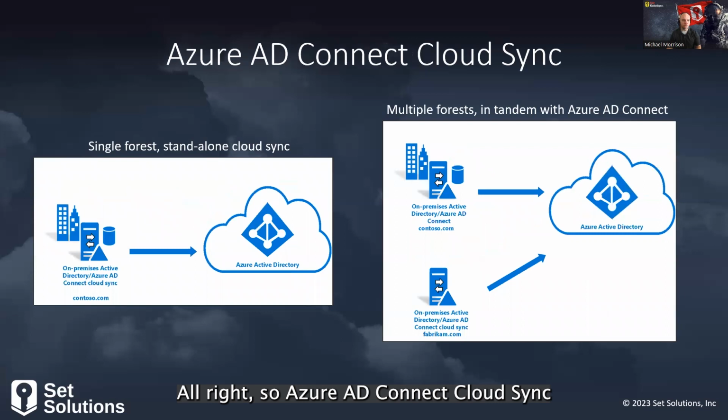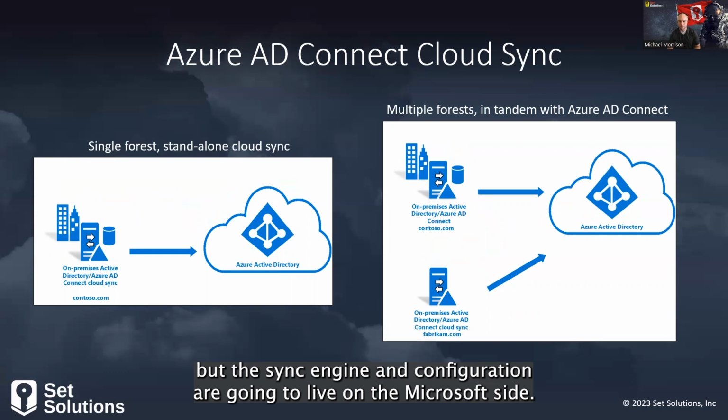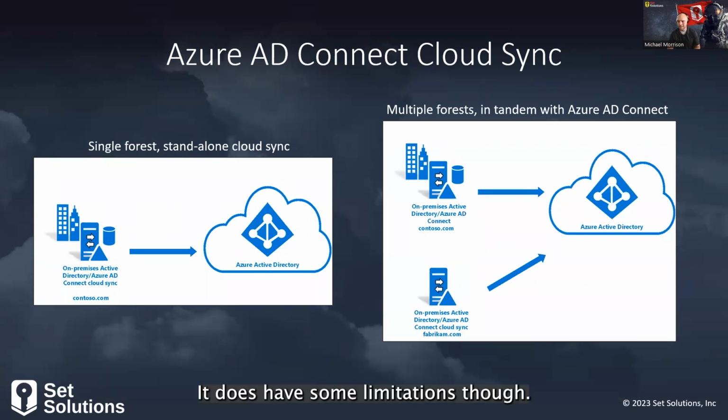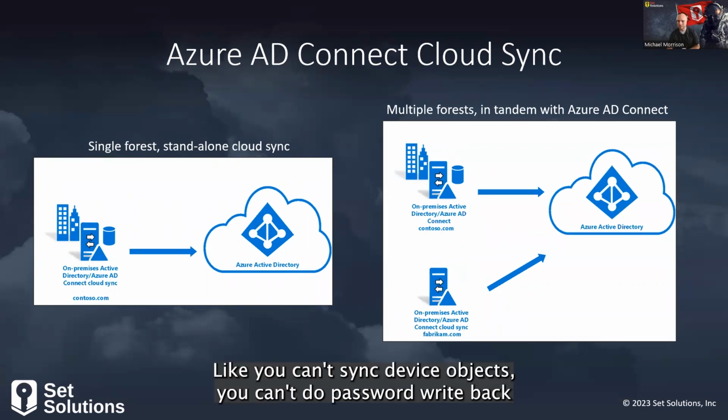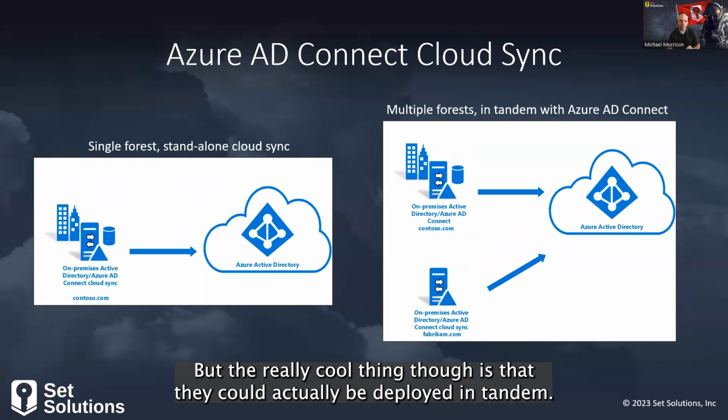All right, so Azure AD Connect Cloud Sync. So again, you install the agent on premises, but the sync engine and configuration are going to live on the Microsoft side. Most of what we can do with Azure AD Connect, we can do with Cloud Sync. It does have some limitations, though, like you can't sync device objects, you can't do password writeback, and stuff like that. But the really cool thing, though, is that they can actually be deployed in tandem.